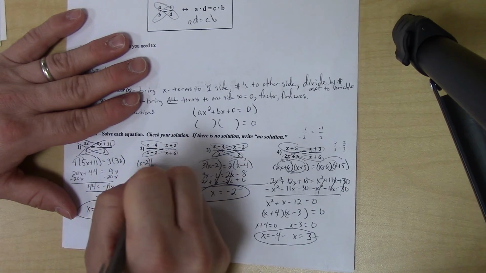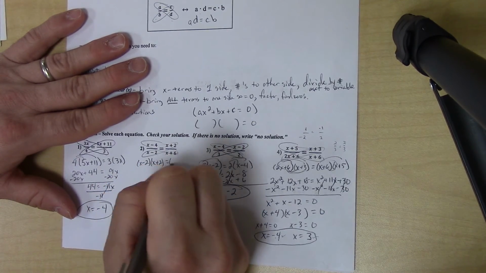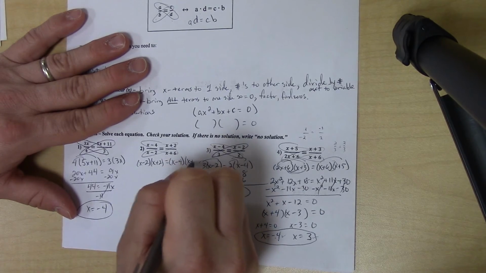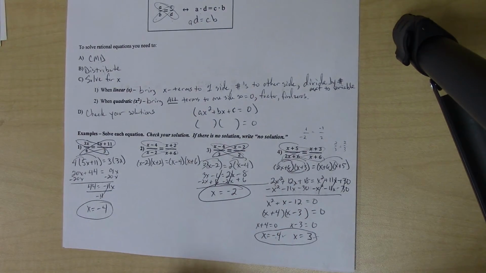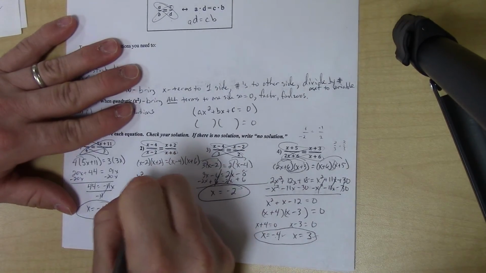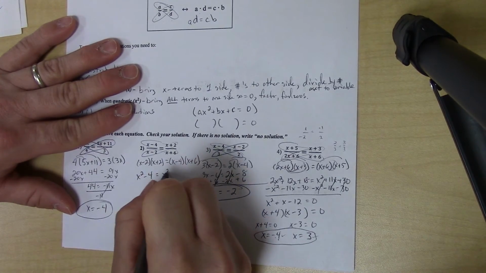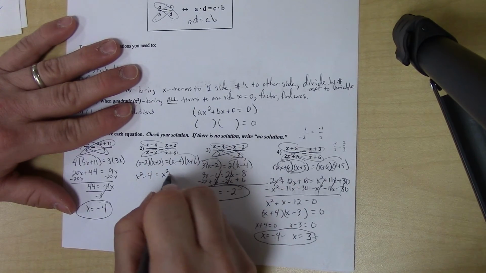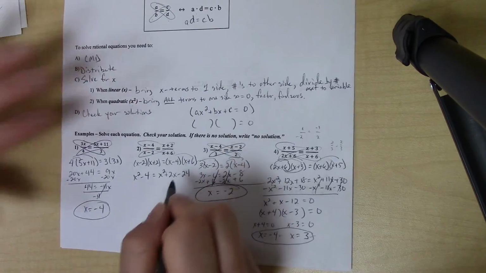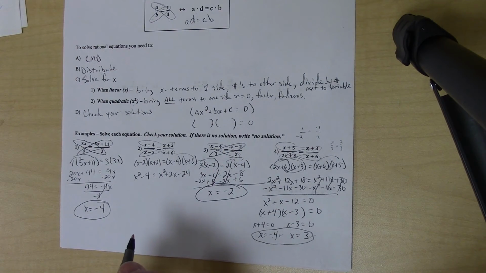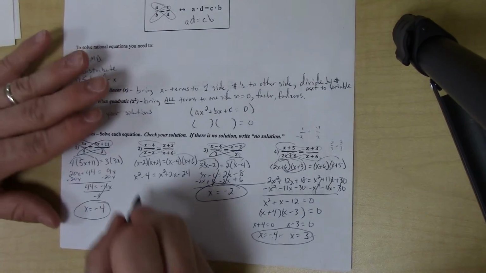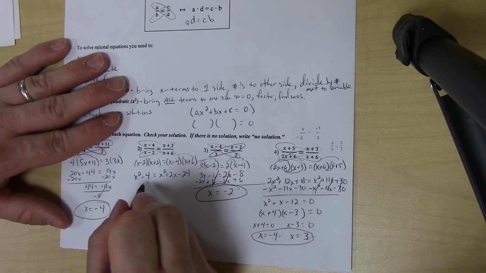Over here, again, I'm going to cross multiply. x minus 2, x plus 2, x minus 4, x plus 6. And I'm going to, of course, FOIL those. Okay? So I've got x squared minus 4 equals x squared minus 4 plus 6 is plus 2x minus 24. And now, here's the thing. I've got to bring everything to one side. It's an x squared. So I've got to bring everything over here, by the way.